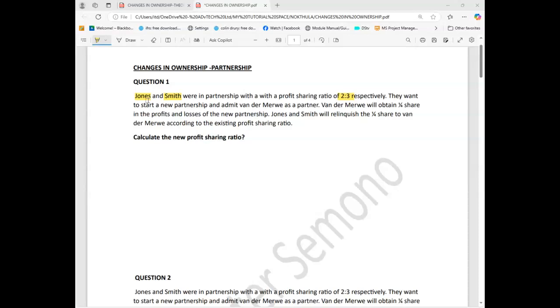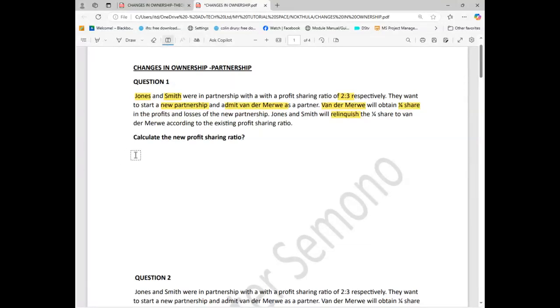Now, we've got two partners here. We've got Jones and Smith, and they are currently sharing profit 2:3. They want to start a new partnership, and they want to have a new partner by the name of Van der Merwe. Van der Merwe will be given a quarter, 1/4, in the new partnership. So Jones and Smith will relinquish. By relinquishing, it means they will transfer from their own shares individually. I don't know if it makes sense.